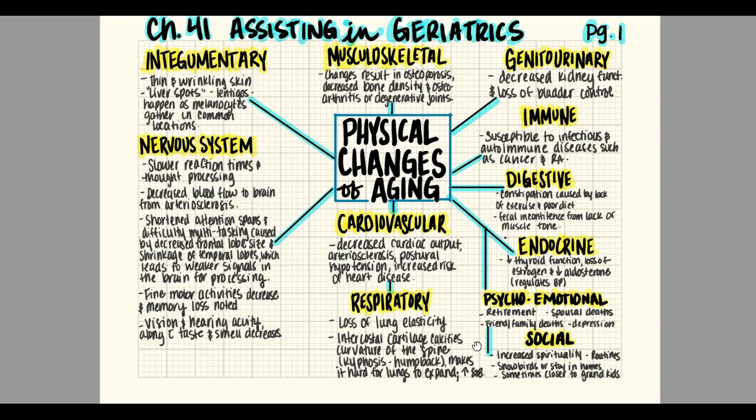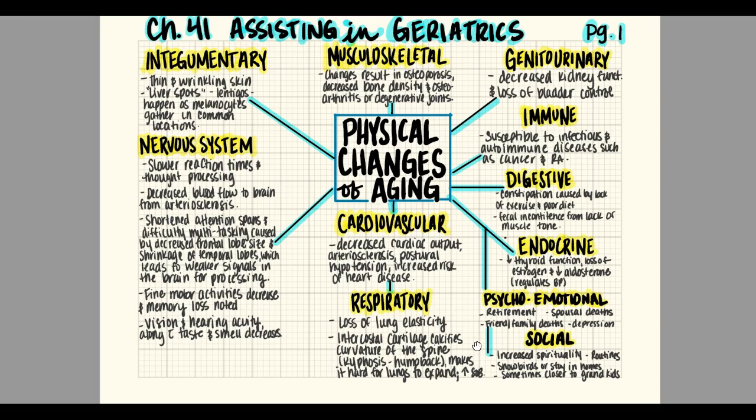For the psycho-emotional changes, some things that can affect the psycho-emotional well-being of the geriatric population include major life changes such as retirement, spousal and friends and family deaths. Those can all lead to depression or withdrawal for an older person, so it's important to monitor them and to watch our elderly patients to provide them with resources, to educate their family and their caretakers on what to look for, signs of depression and withdrawal.